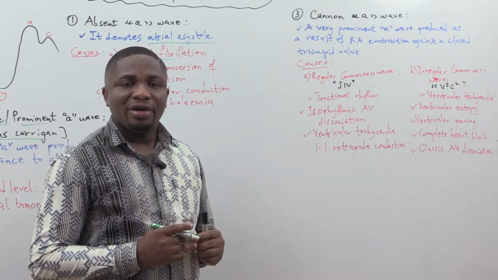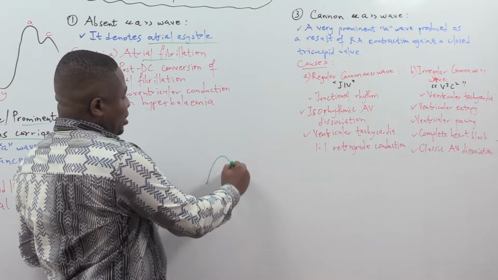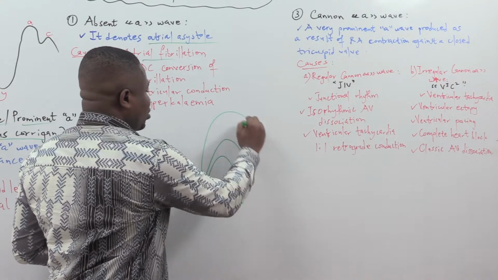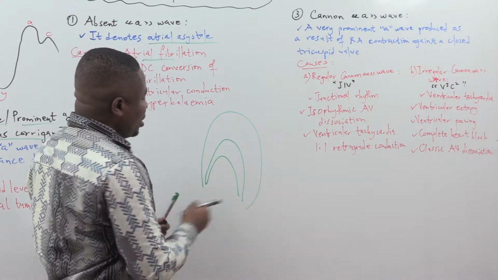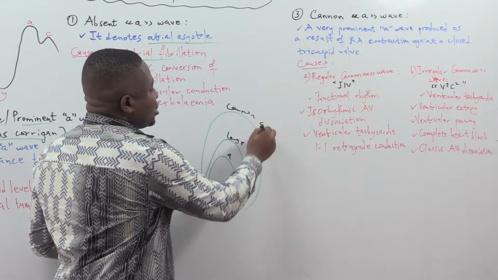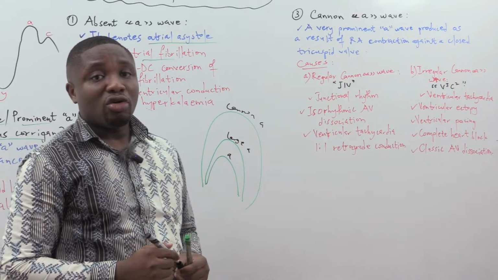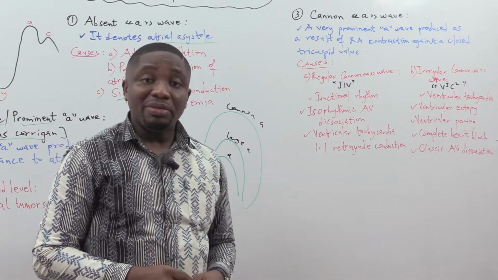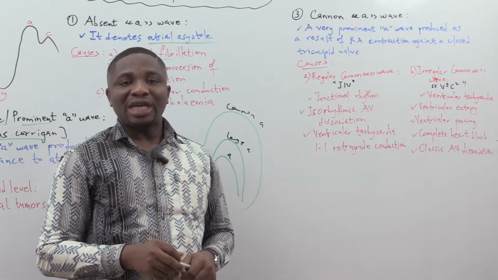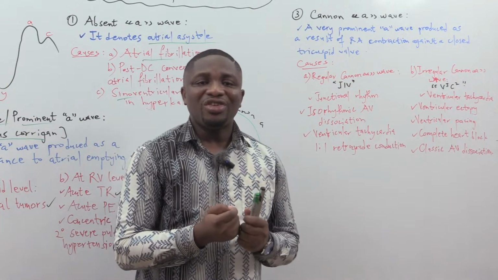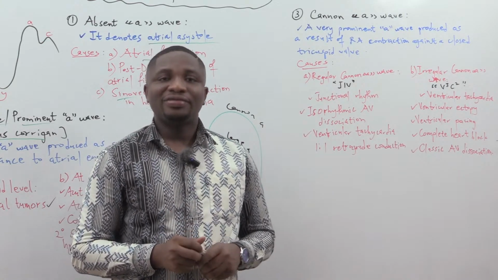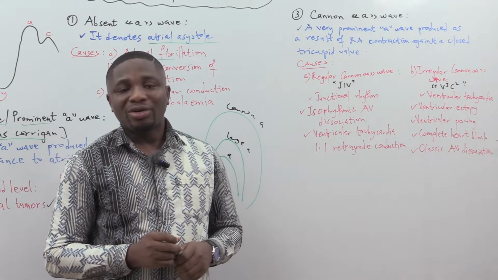When we say canon A wave, let's have a look at this. This is a normal A wave. This becomes a large A wave, and then this becomes a canon A wave. So this is the normal A wave, large A wave, and canon A wave. So canon will be the largest of all. So when we say canon A wave, simply it is a very large or a very prominent A wave produced as a result of right atrial contraction against a closed tricuspid valve. That is what we refer to as the canon A wave.